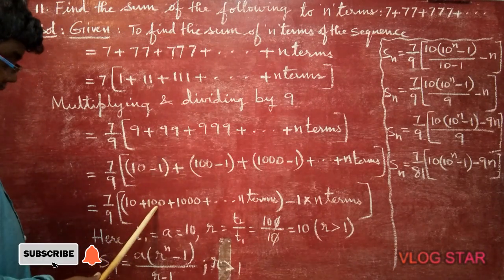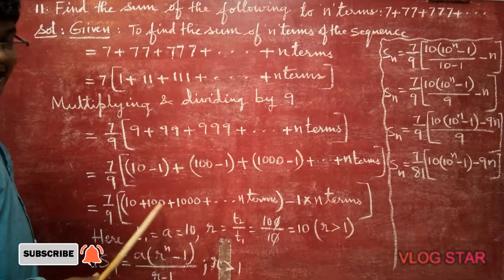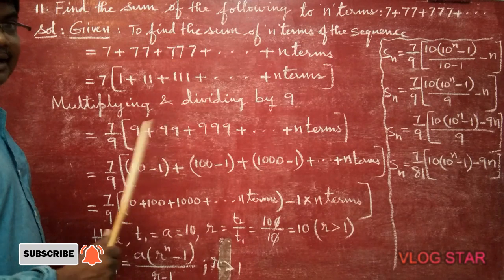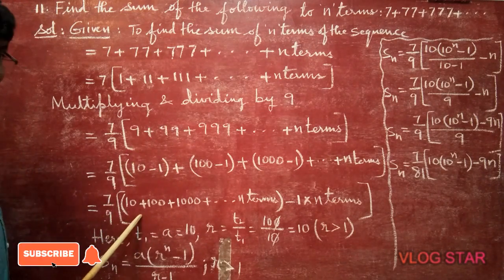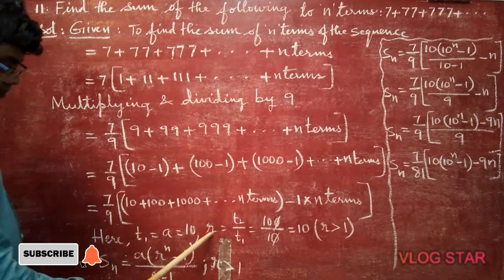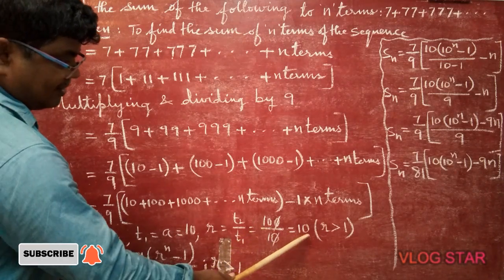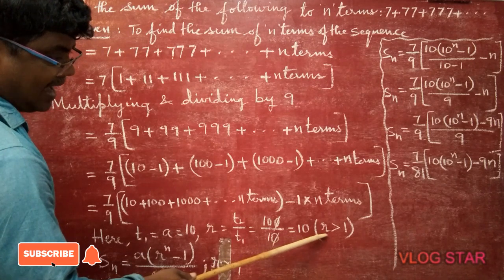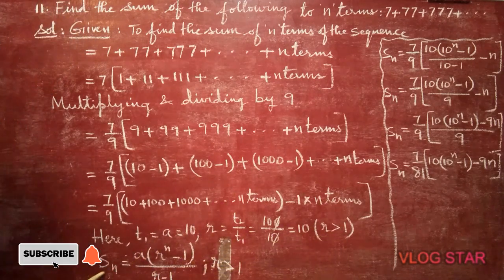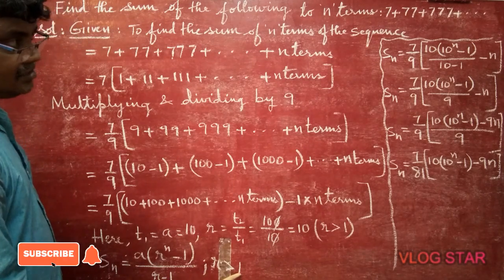Check: 100 minus 10 is 90. 1000 minus 100 is 900. Their difference is not common, but here the ratio is common. So I am taking GP. Here T1, that is A, is equal to 10, and R is equal to T2 by T1, 100 by 10, the zeros get cancelled, and it is 10. Immediately I decide R is greater than 1. Then the formula for the sum of n terms of a GP: Sn is equal to A into R to the power of n minus 1 by R minus 1, where R is greater than 1. You have to mention this.